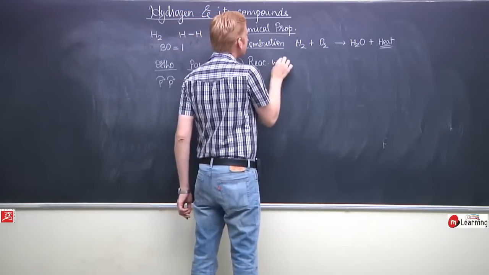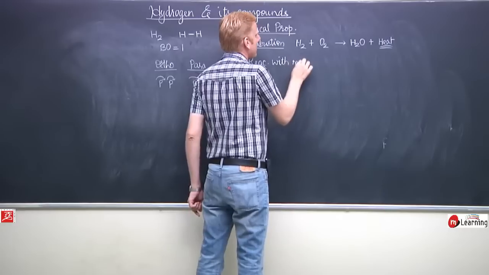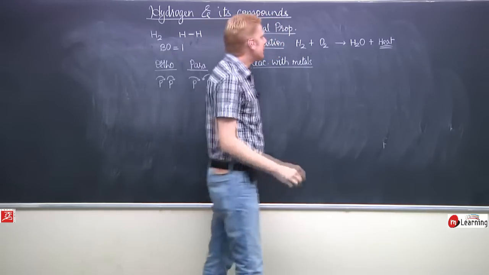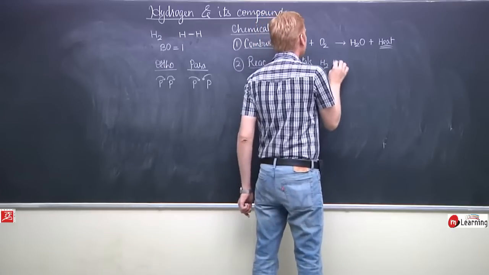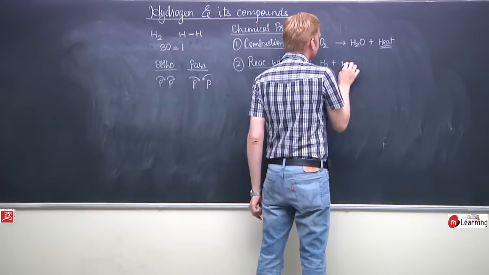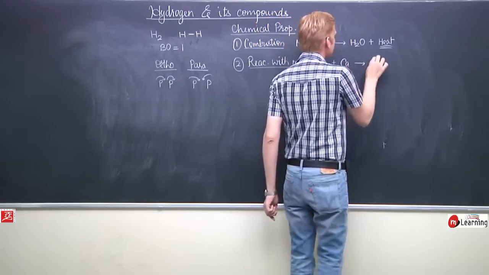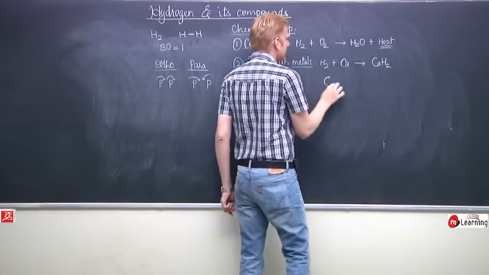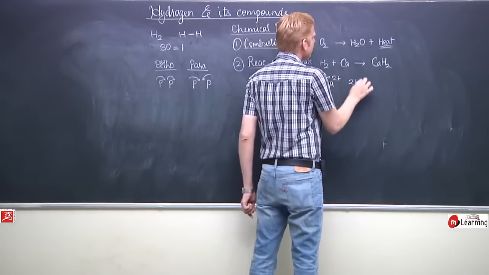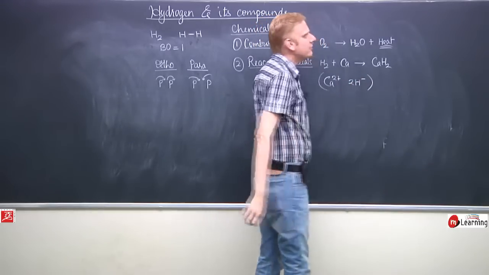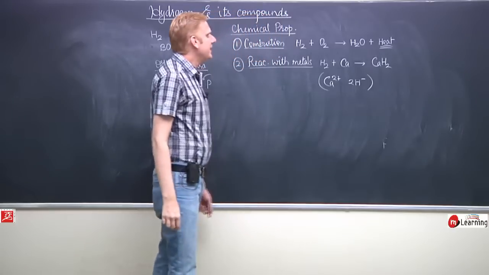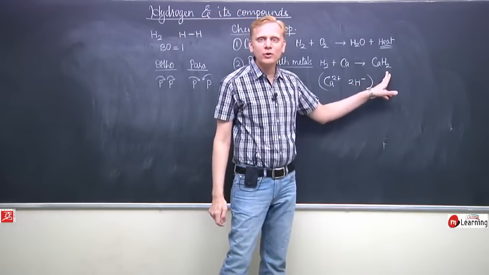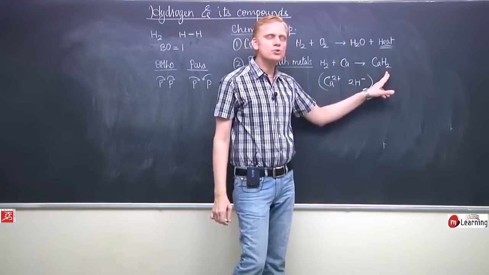Hydrogen has a property to react with many of the metals. Reaction with metals: hydrogen reacts with metals to form the metallic hydrides. These are the ionic compounds. CaH2, that is Ca2+ and twice H-. This is an ionic compound. Metal hydrides. Actually this calcium hydride is called hydrolith because it is used as a source of hydrogen.